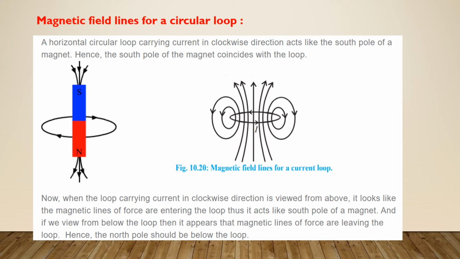Any circular loop has two faces. If one face appears to carry current in the clockwise sense, then the other face appears to carry current in the anticlockwise sense. And the magnetic field lines due to a circular loop are directed from the face carrying current in the clockwise sense to the face carrying current in the anticlockwise sense, which is just similar to the magnetic field lines due to a magnetic dipole.